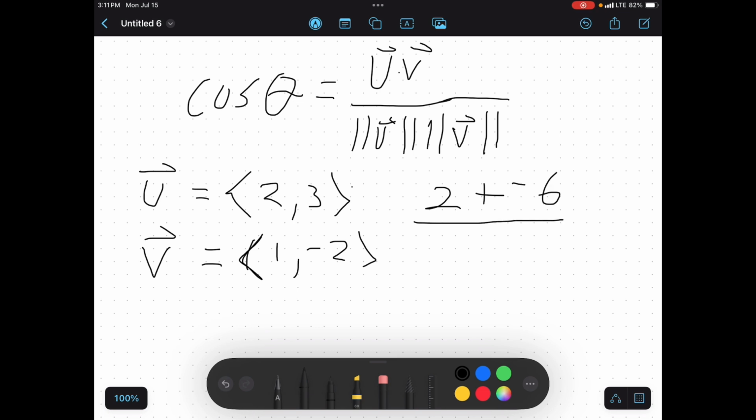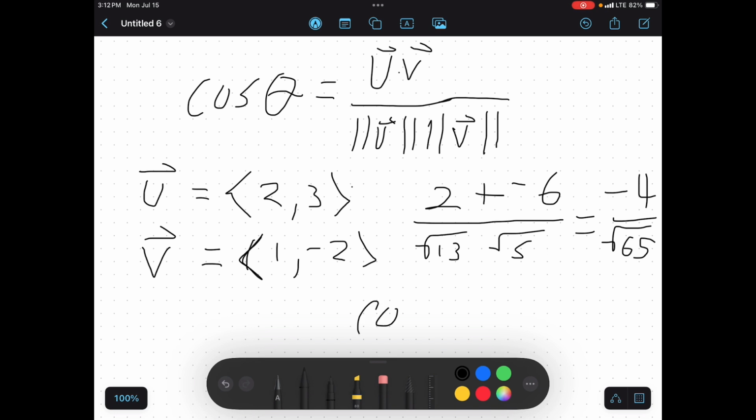And we are going to divide that by the magnitudes. For u, I'm going to take 2 and square it, and take 3 and square it. So that's 13, so we get radical 13. I'm going to do the same thing with v. So I have 1 and I have -2. 1 squared plus -2 squared is going to be radical 5. I don't know why I had written that plus there. That is incorrect. So times radical 5. So what we wind up with is -4 divided by the square root of 65.